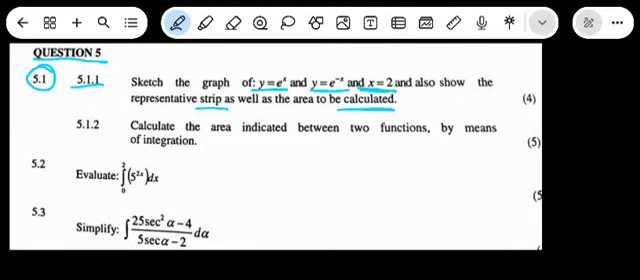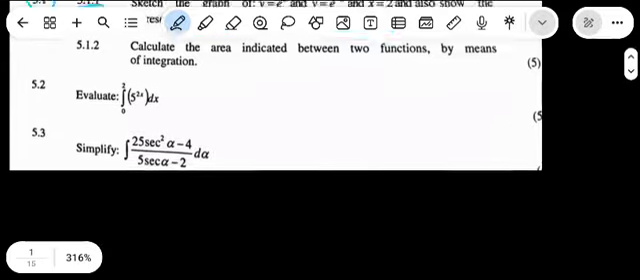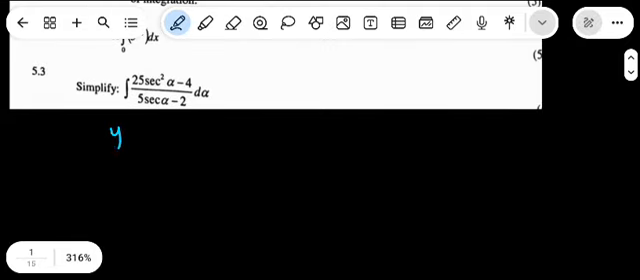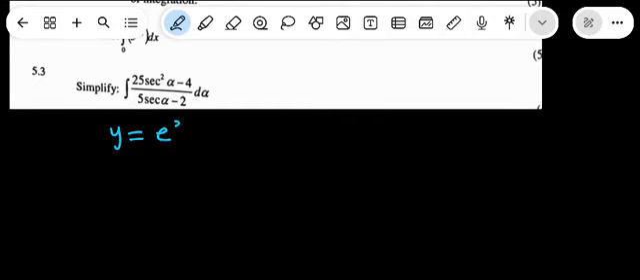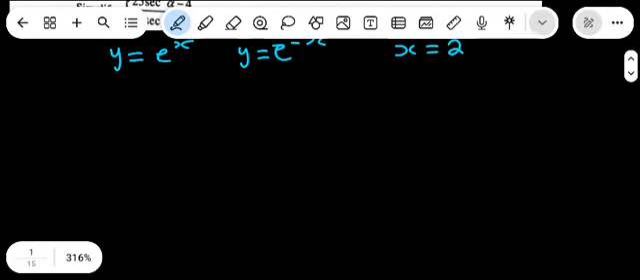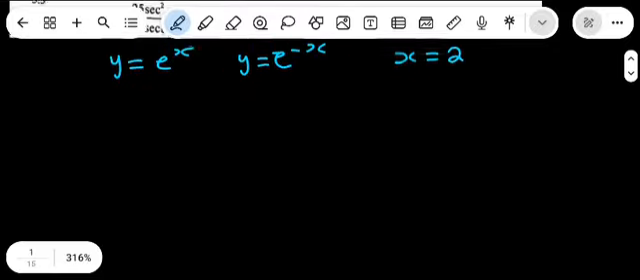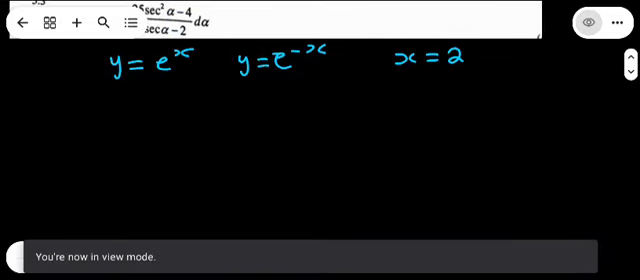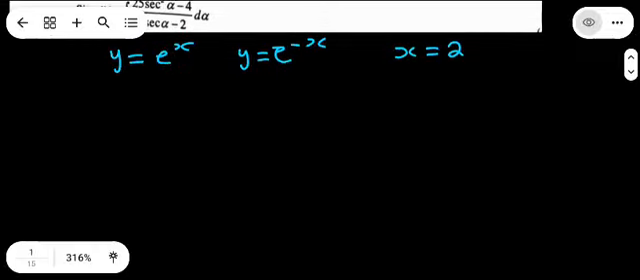So let's try and sketch those graphs. We have to sketch y equals e to the power of x, and y equals e to the minus x, and x equals 2. That is it there, and show the representative strip. So how can you sketch the diagram of this? How can you go about that?